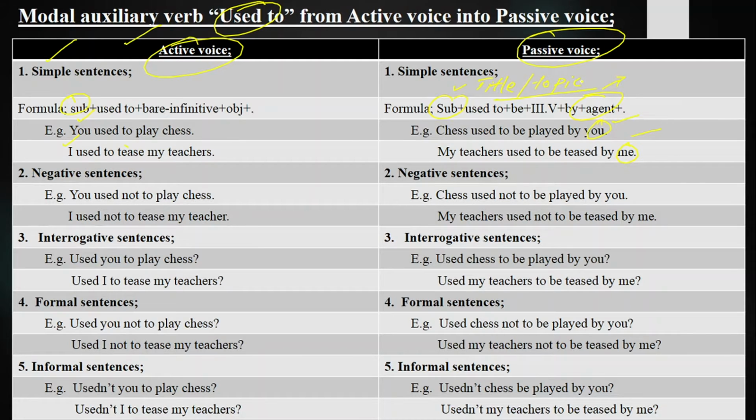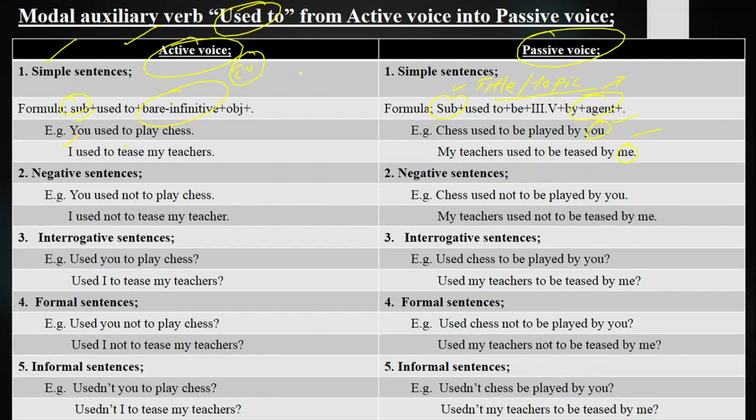So for simple sentences which make a simple statement, the formula is subject, used to, bare infinitive, object, full stop. Now see, what is bare infinitive? Bare infinitive means when the first form of the verb works as a noun in a sentence. Bare infinitive is one of the kinds of verbal. Verbal has 3 kinds: gerund, participle, infinitive. Then infinitives have 9 kinds. One of them is bare infinitive.